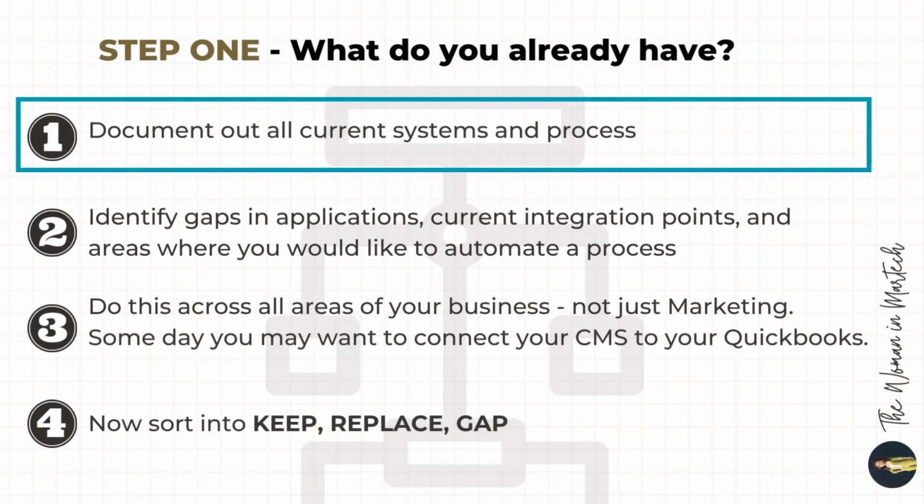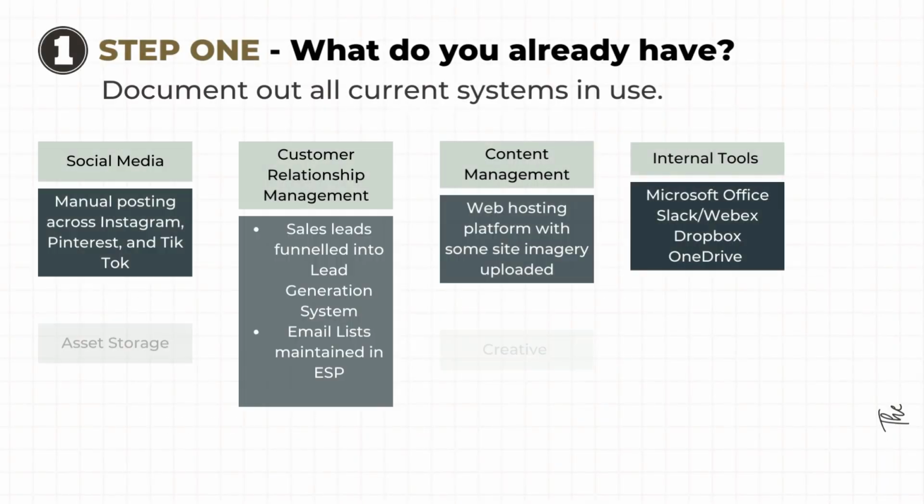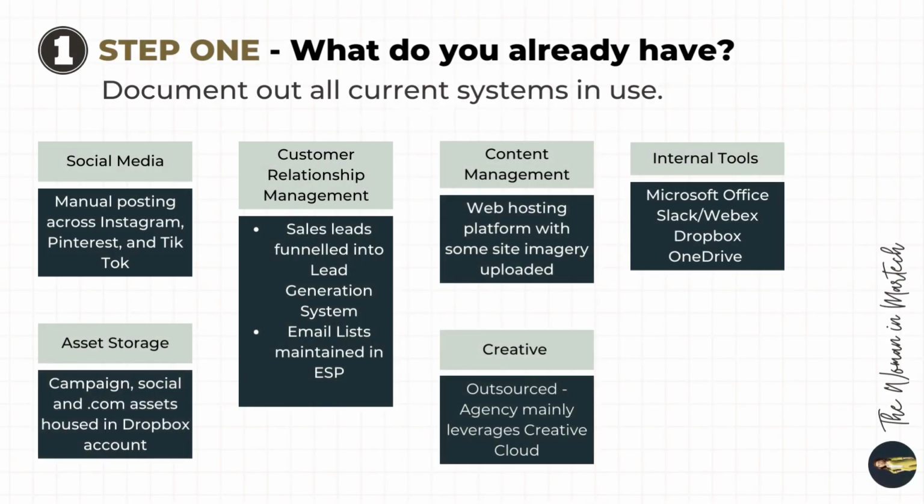So, in order to determine what you need, you first have to determine what you have. And for this, I would recommend a process and system diagram flow. First, let's document out all the systems that you currently use in your buckets of MarTech. I have broken out some examples here that will help us build our process diagram next.